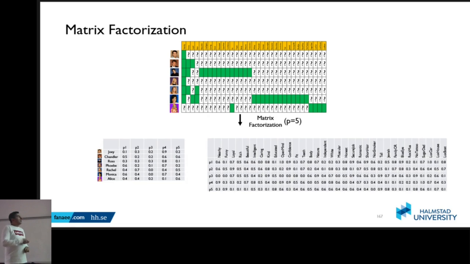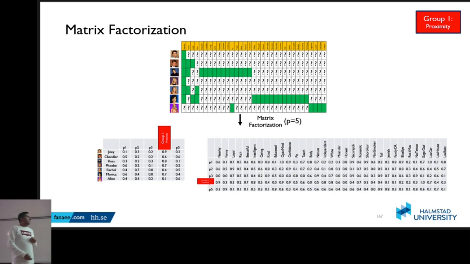P is a lower dimension for the samples, and Q is a lower dimension for features. What can I do with this? Let's have a careful observation. If we look at this group one, we see that nearby got a high score here, 0.9. And we know that Joey's only interest was to be nearby, and he got a very high score on this latent variable 4. So probably that latent variable corresponds to proximity. This is the kind of interpretation we can do from matrix factorization results.